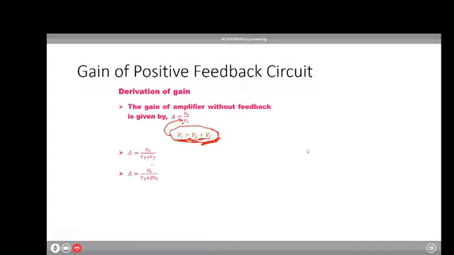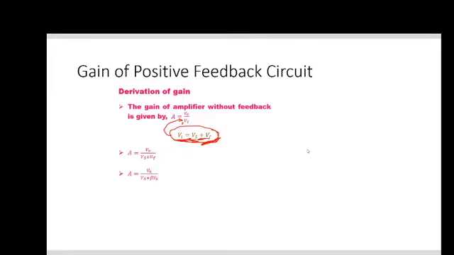Now the feedback voltage is nothing but a fraction, a part of your output. That part is decided by beta, a part of your output, beta into V naught. If you see that diagram, it will be very clear. On rearranging those equations, take beta V naught to one side and Vs to another side, and we have gain with feedback as AF is equal to A by 1 minus A beta. Remember, this is the final equation of your positive feedback.